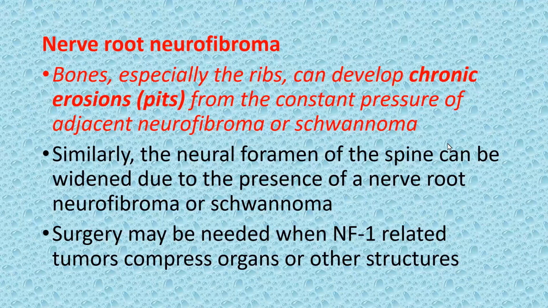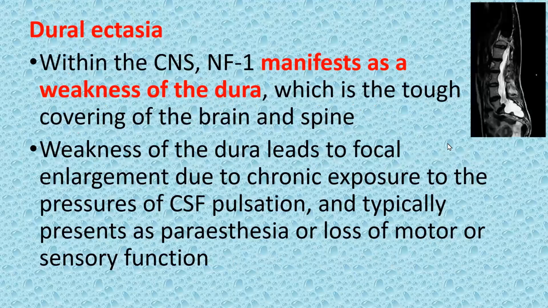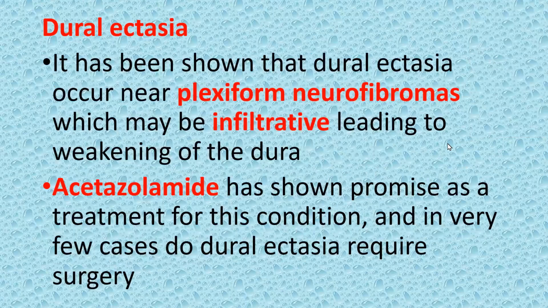Dural ectasia in the spine. Within the central nervous system, neurofibromatosis 1 manifests as a weakness of the dura, which is the tough covering of the brain and spine. Weakness of the dura leads to focal enlargement due to chronic exposure to the pressures of CSF pulsation, and typically presents as paresthesia or loss of motor or sensory function. Dural ectasia has been shown to occur near plexiform neurofibromas, which may be infiltrative, leading to weakening of the dura. Acetazolamide has shown promise as a treatment for this condition, and in very few cases does dural ectasia require surgery.